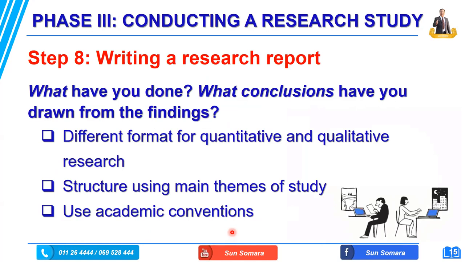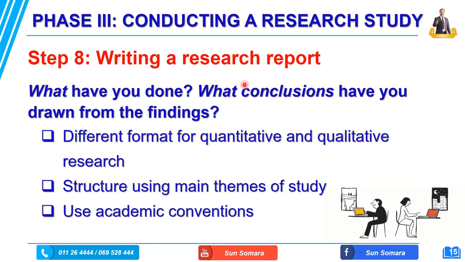What have you done? What conclusion have you drawn from the findings? These are the things that you conclude in your research report. We can say this part you are going to add as another 2 or 3 chapters. In your proposal you have come up with 3 chapters, and here you should add 2 or 3 more. It depends on the place: in some places they need only 5 chapters, but in others they need 6 chapters to complete. So add up to that part.